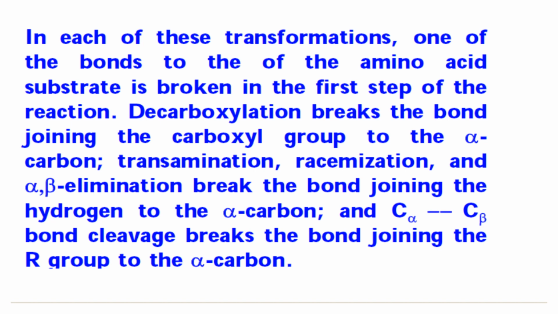In short, in this transformation one of the bonds of the amino acid substrate is broken in the first step of the reaction. Decarboxylation breaks the bond joining the carboxyl group to the alpha carbon. Transamination, racemization and alpha-beta elimination break the bond joining the hydrogen to the alpha carbon, and alpha-beta bond cleavage breaks the bond joining the R group to the alpha carbon. Therefore, generally we have to see all these scenarios under this introductory part of the chemistry of natural products.